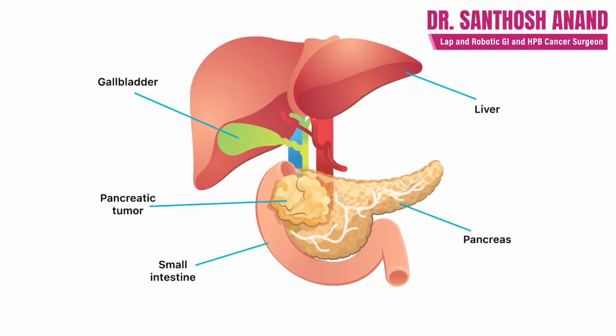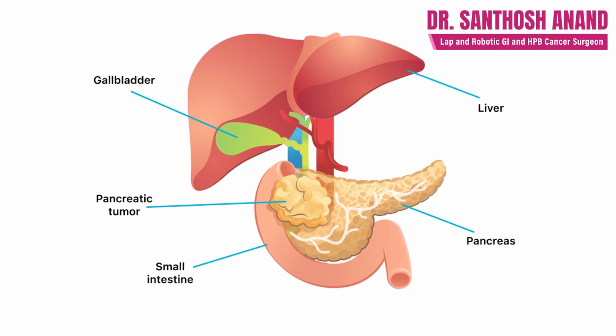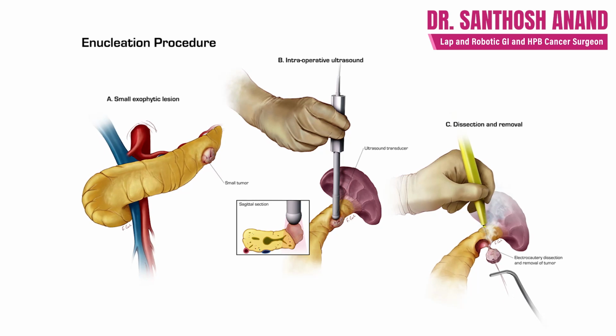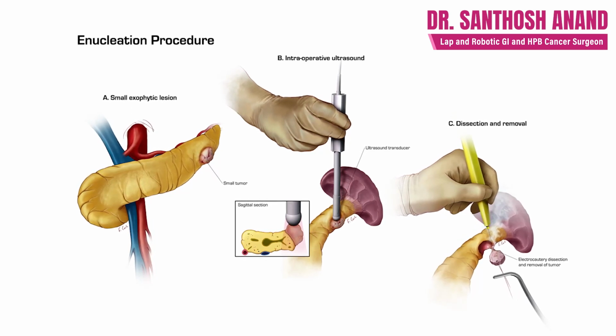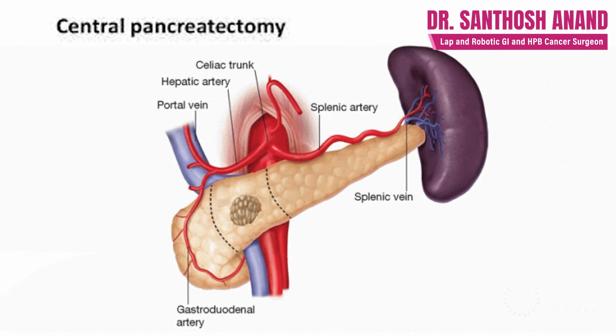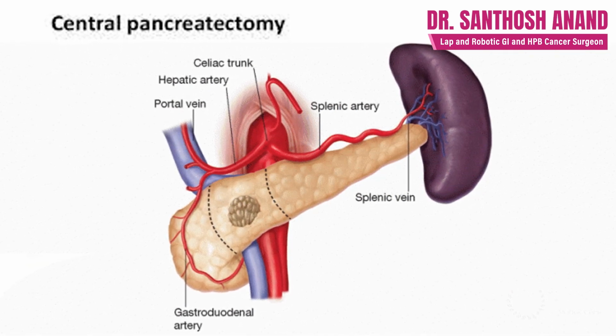Very small tumors which are not cancer type of tumors, just short of cancer, we can sometimes treat with just removal of that tumor alone, which is called enucleation. If the tumor is slightly bigger and present exactly in the middle, then we can do something called median pancreatectomy or central pancreatectomy, in which both the head of the pancreas and the tail of the pancreas are preserved.